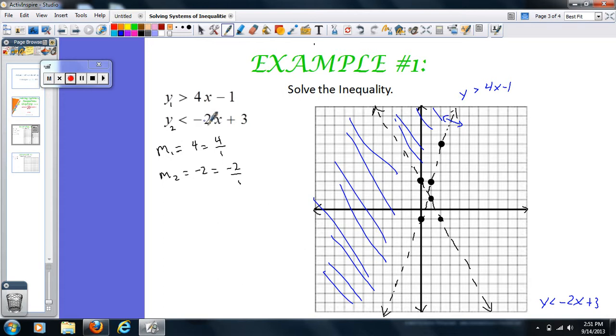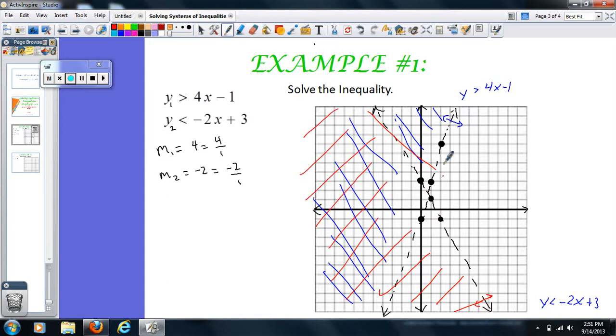Okay? So now we're going to look at the next one, which is y less than. So I'm going to do a perpendicular line test here. And where the line is going down, because it's less than, this is where I'm going to shade. And I'm actually going to shade this one this way, I guess.